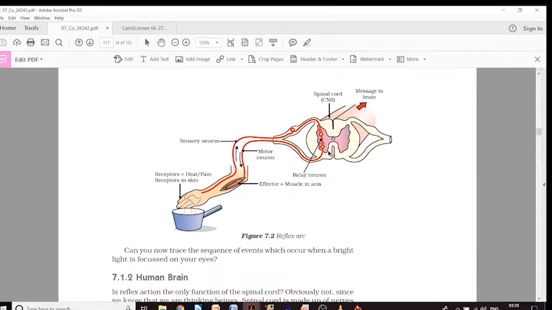This pathway is known as the reflex arc. This is the nerve path involved in the reflex action, and this kind of nerve path which is involved in reflex action is called a reflex arc. Okay.